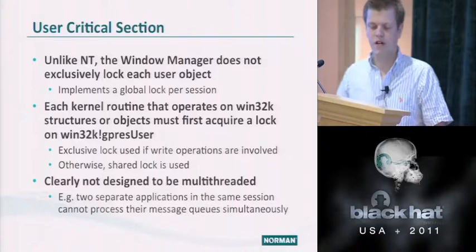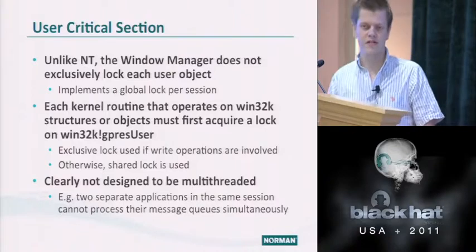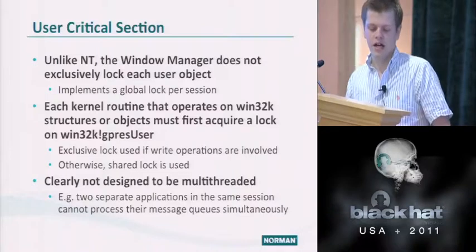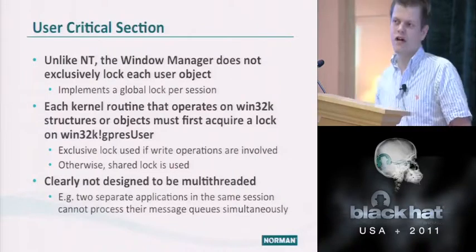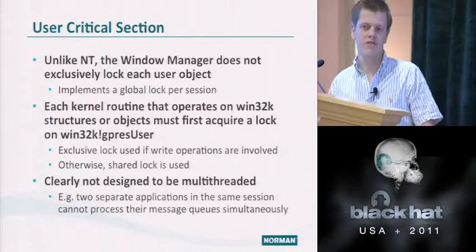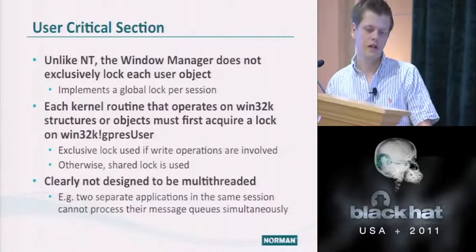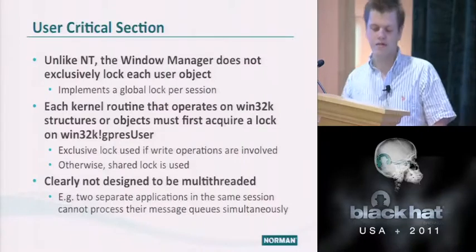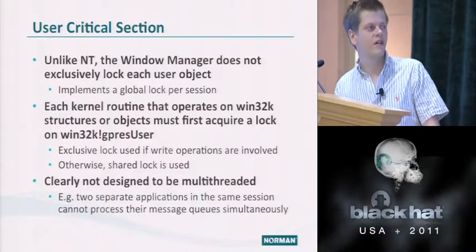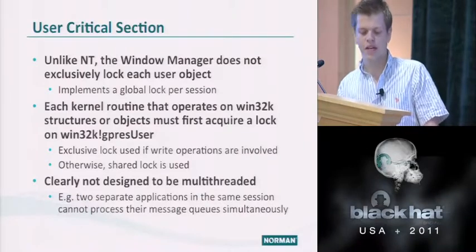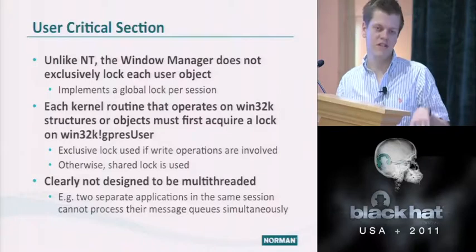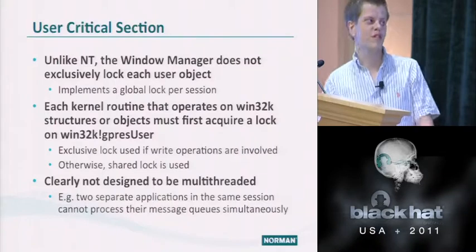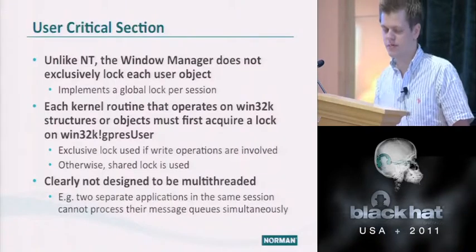So when you try to operate on a global data structure, it uses an exclusive lock if write operations are involved, and otherwise it tries to use a shared lock. Obviously, if you only read from the structures, the shared lock is better because you don't have to freeze up the entire subsystem. So this was clearly not designed to be multi-threaded. No two applications on separate desktops or actually separate window stations within the same session can process their message queues simultaneously. It's not possible because of this model.